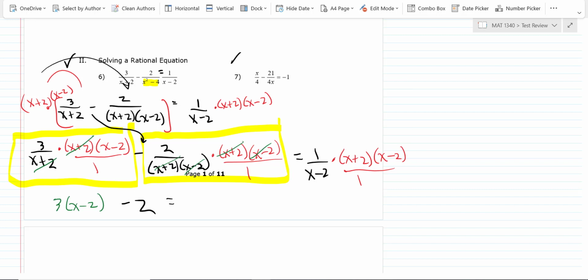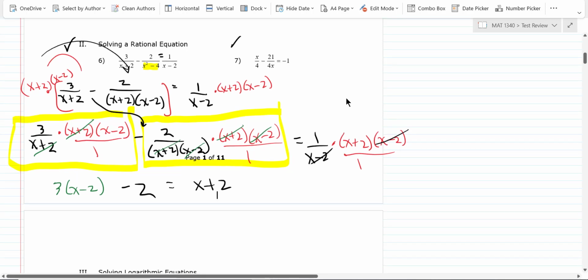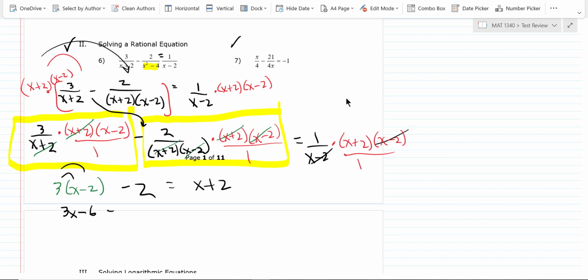Right side, what happens? X minus 2 crosses out. What I'm left with is x plus 2. Okay, now that one doesn't have a power in it, so solving this equation is just going to be getting x on one side. So you would do a distributive property here to get 3x minus 6 minus 2 equals x plus 2. Collect like terms, that would be 3x minus 8 equals x plus 2.